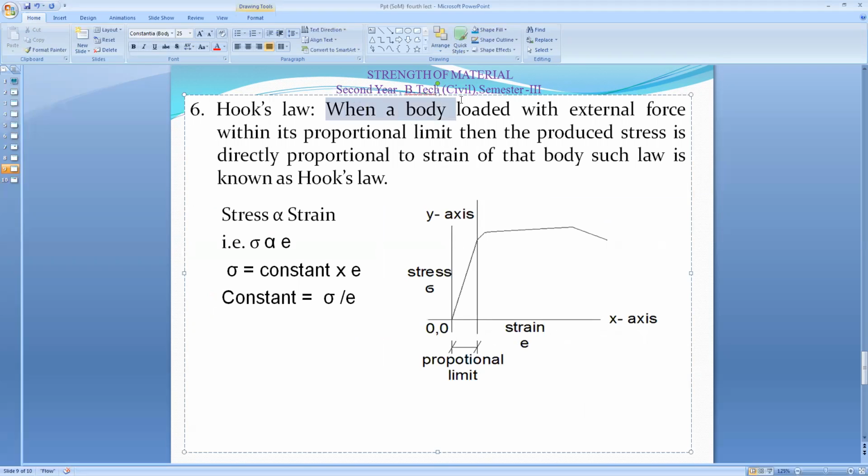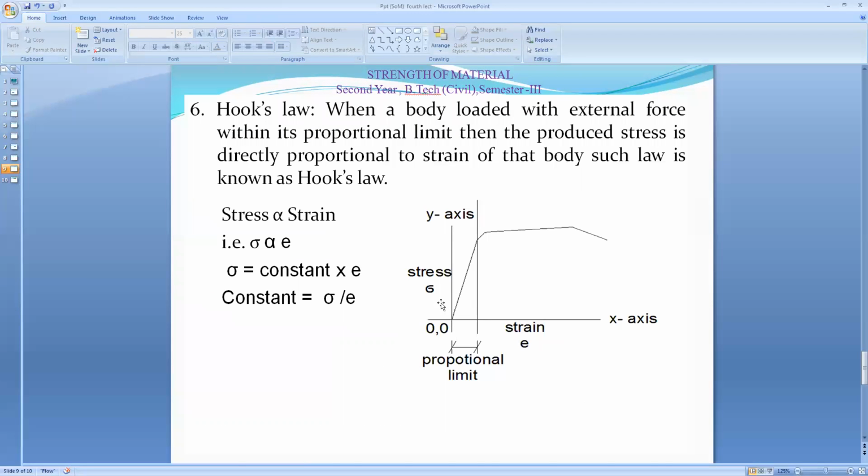When a body is loaded with an external force within its proportional limit, within its elastic limit, at that time there is a creation of stresses. If the force P is acting on a body, P divided by the cross-section area gives the quantity of the stresses, and such stresses increase along the y-axis as shown in the figure. At that time there is a formation of strain.